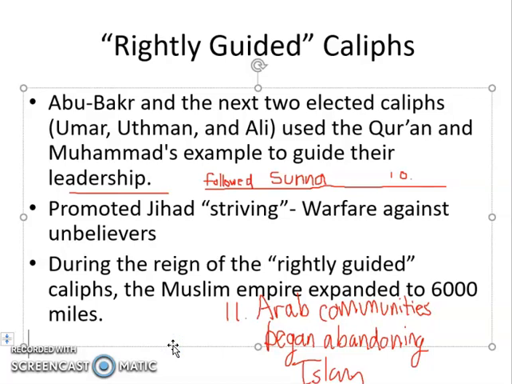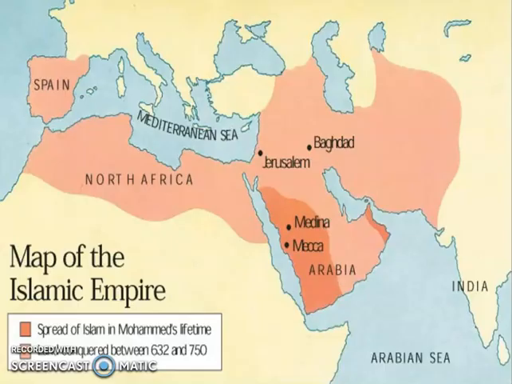Abu Bakr began something called jihad. He started noticing that people were abandoning Islam in the Arabian Peninsula. And so he basically started a warfare against unbelievers to bring them back to the faith of Islam. And he kind of used military force.